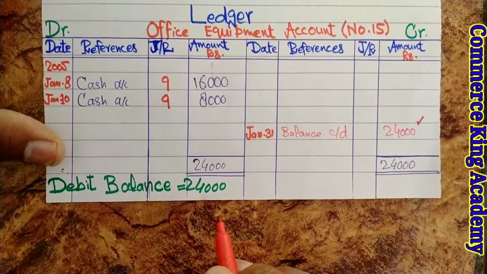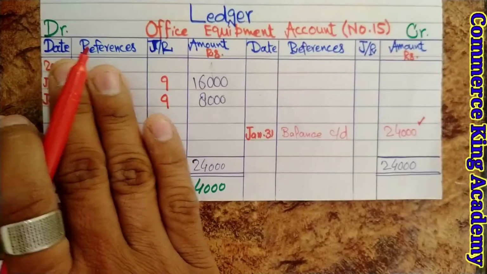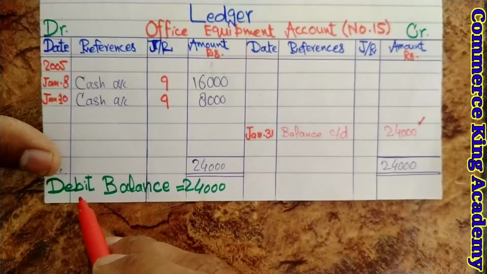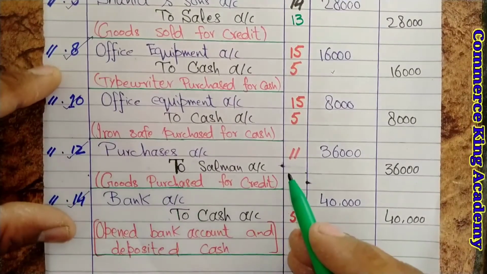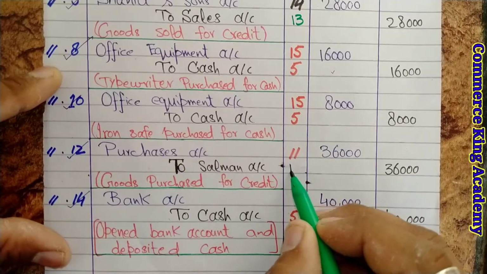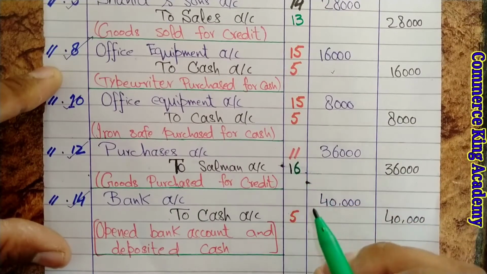Understand? So ultimately we have the debit side heavier than the credit side here. So we have a debit balance of office equipment account. Our next account is Salman account. We gave ledger folio number 16 to this, after office equipment.